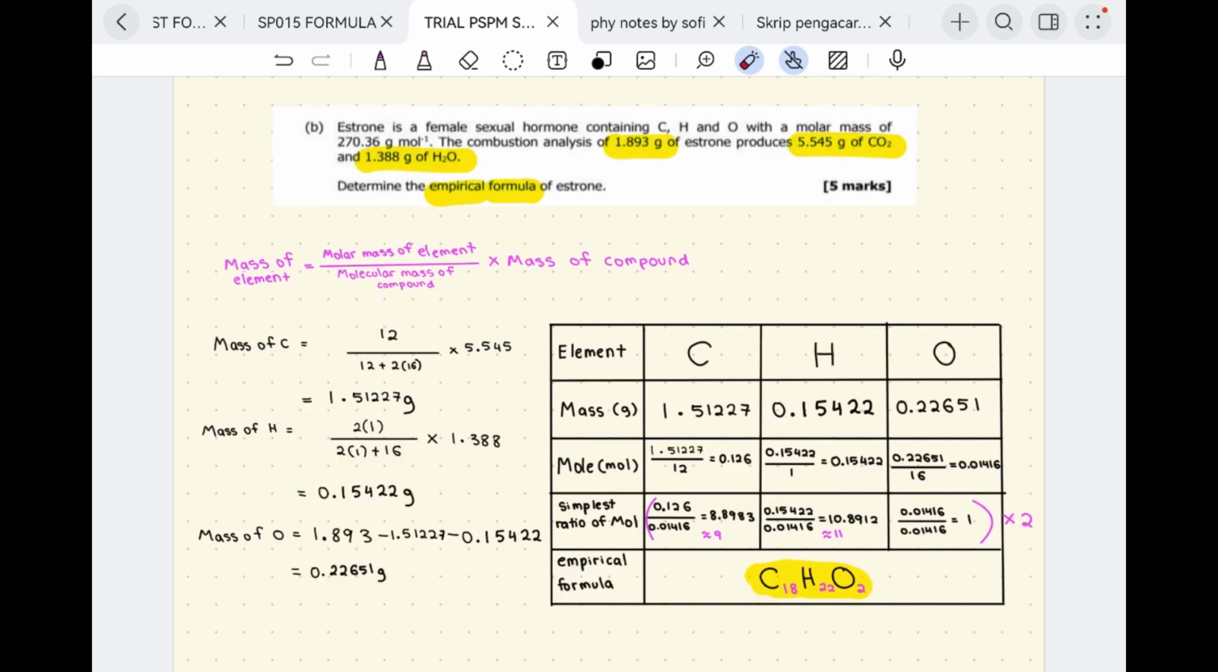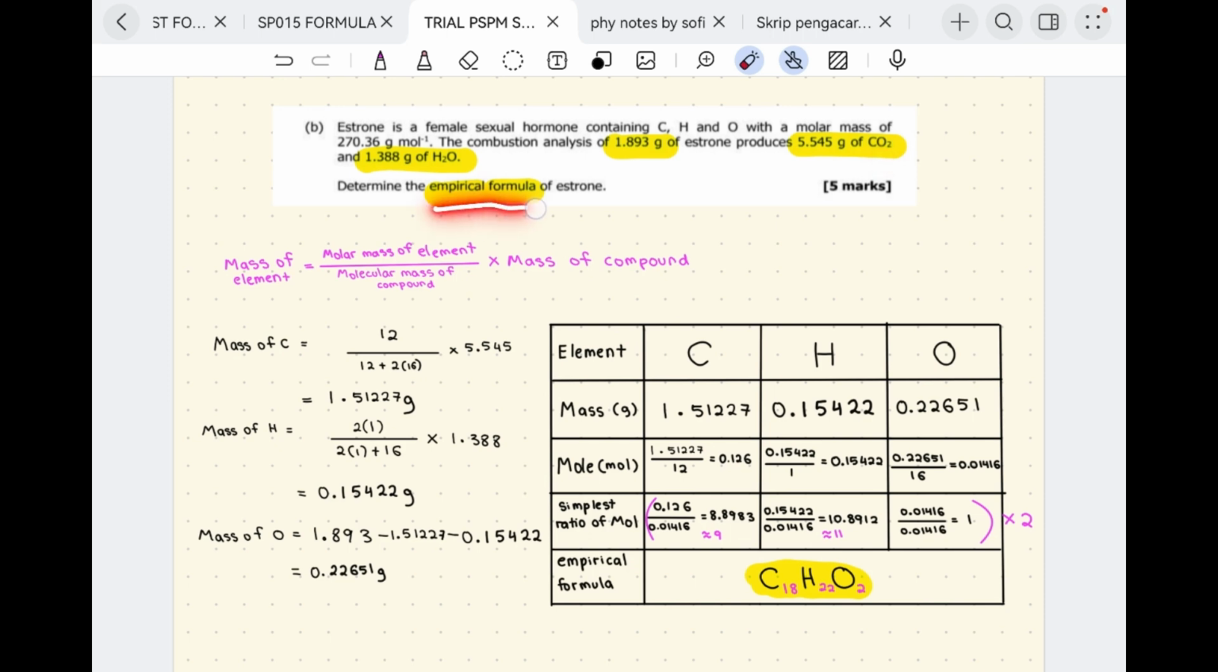Okay, for the next question, for B question, it says that estrogen is a female sexual hormone containing the elements C, H, and O with a molar mass of 270.36 gram per mole. The combustion analysis of 1.893 gram of estrogen produces 5.545 gram of CO2 and 1.388 gram of H2O. Determine the empirical formula of estrogen.